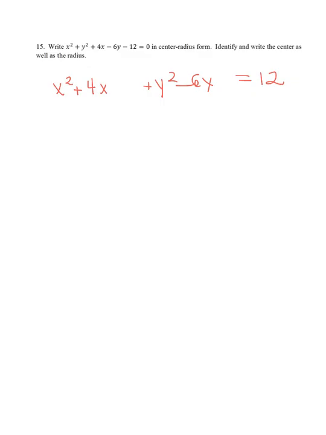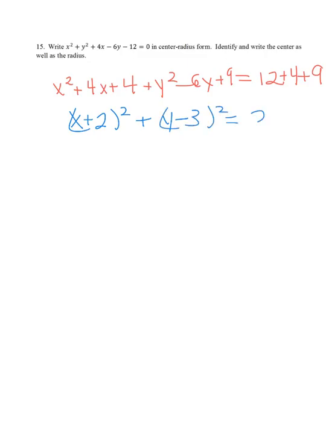So if we take 1/2 of 4 and square it, we get 2 squared, which is equal to 4. And if we take 1/2 of negative 6 and square it, we get 9. What we do to one side, we have to do to the other, so we're going to add 4 as well as 9. Okay, so let's go ahead and factor my x values here. In terms of one factor is x plus 2 squared plus y minus 3 squared is equal to a sum of 25. My center is negative 2, 3. And my radius is the square root of 25, which is 5.